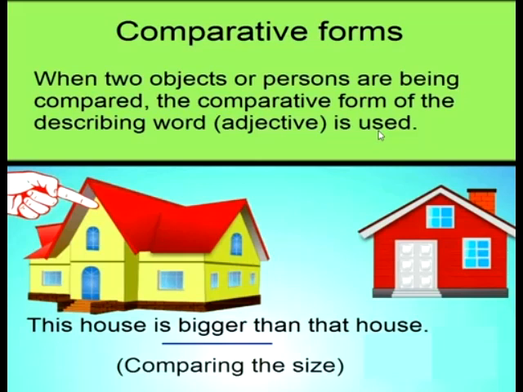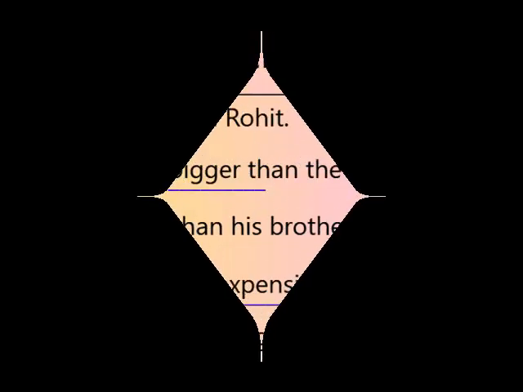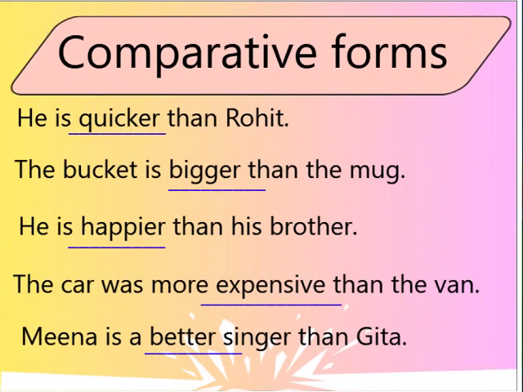When two objects or persons are being compared, the comparative form of the adjective is used. So remember, for two objects or persons, the comparative form is used. This house is bigger than that house. Here we're comparing the size of two houses. Now let's look at the different comparative forms.